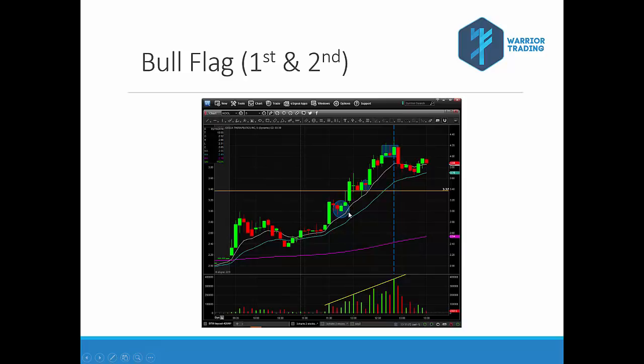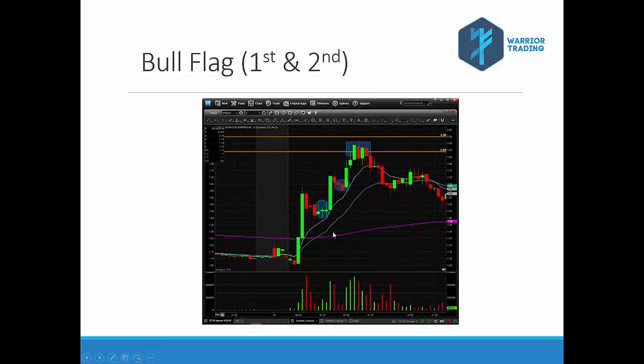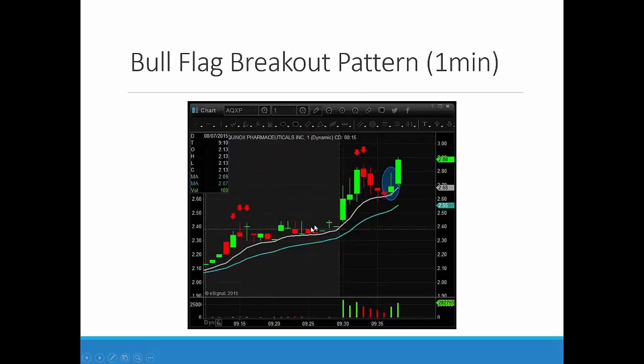So the pullback to the moving average, entry here, sell through the high, pullback, entry here, sell through the high. This is another one, squeezing up, the pullback, entry, stop at the low, selling through the squeeze. And these are stocks that I would find right off my high-of-day scanners. This is another nice pullback, a squeeze up, pullback, entry right here.